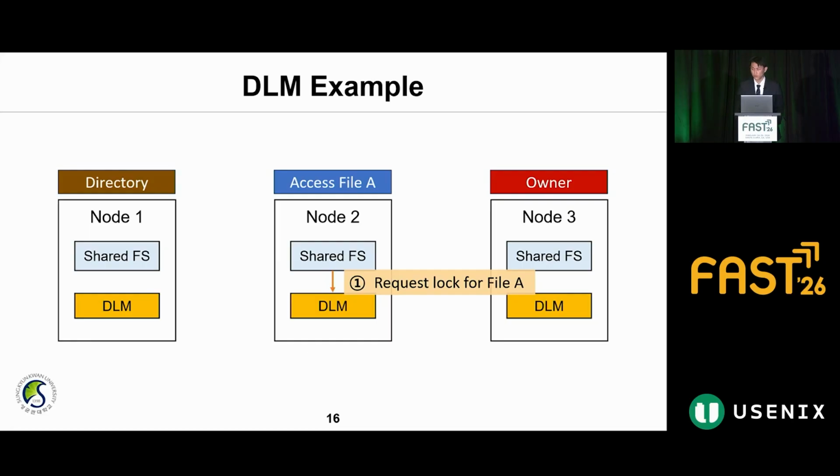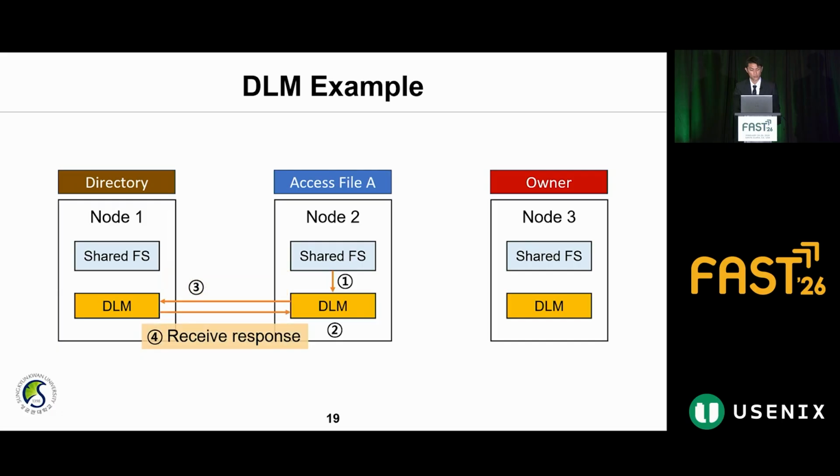First, node 2's file system requests a lock for file A from its DLM. DLM calculates the hash value and modulo operation, so it identifies the directory node as node 1. So it goes to node 1, asking who is the owner node of file A. Then the directory node answers that node 3 is the owner. So node 2 goes to node 3, requests the lock, and finally acquires it.